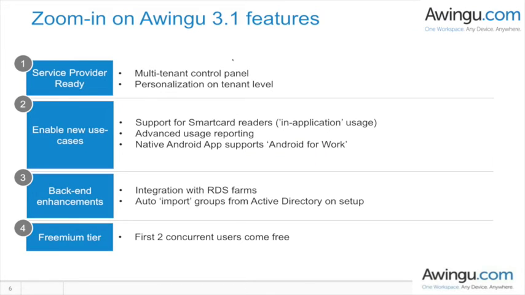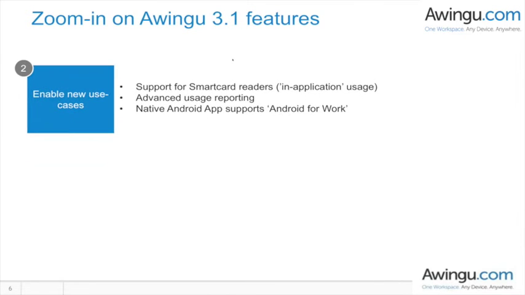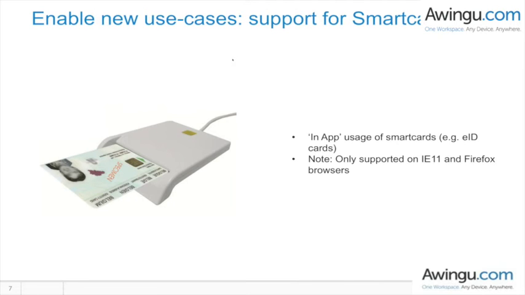So let's now zoom into 2 additional new features that we've added. And the first thing that I'd like to show is Smart Card and how we engage with Smart Card readers. And actually, that's quite a challenge since, remember, we're working in a browser-only context. So what Peter is going to show is how you can use Smart Card readers for usage within your applications. Remember, we already had the ability to use an EID card, for example, to log into your Awingu environment. Here, we add the capability to use smart cards as well inside an application.